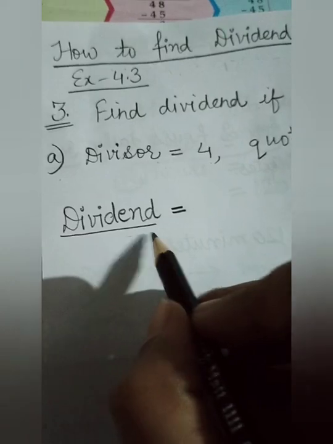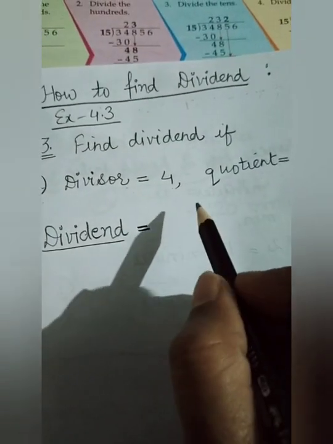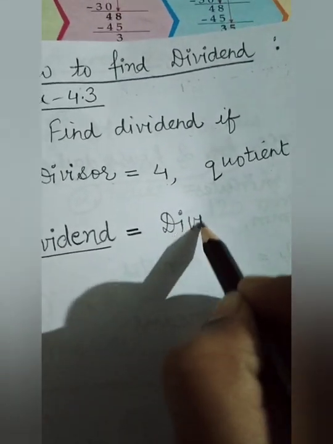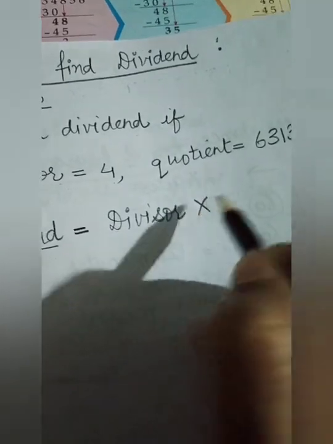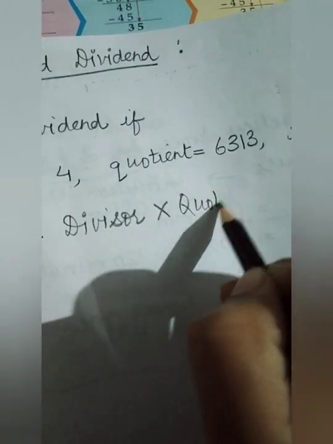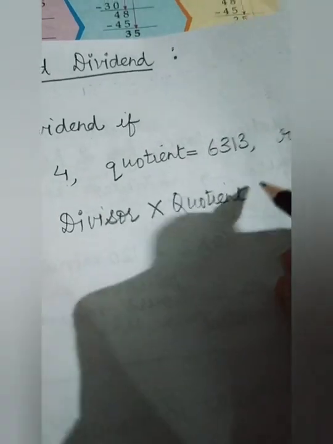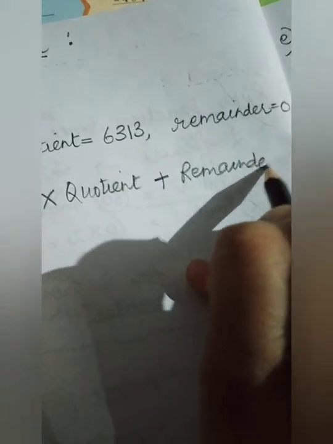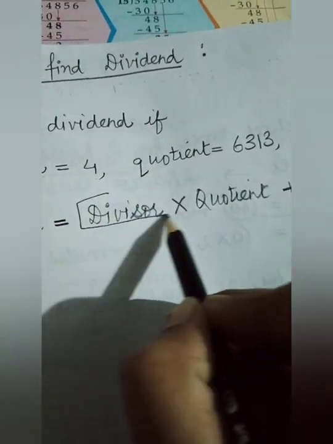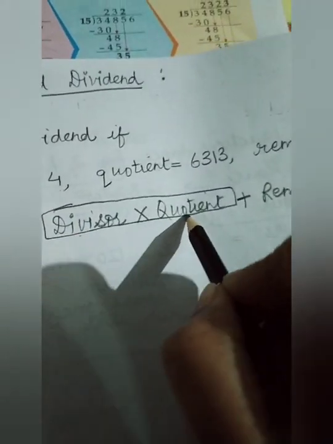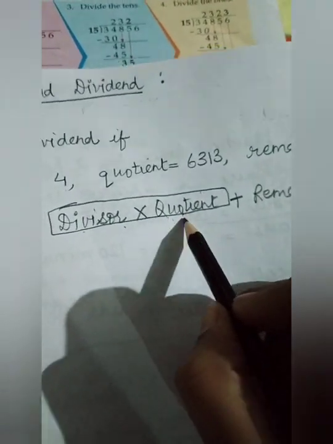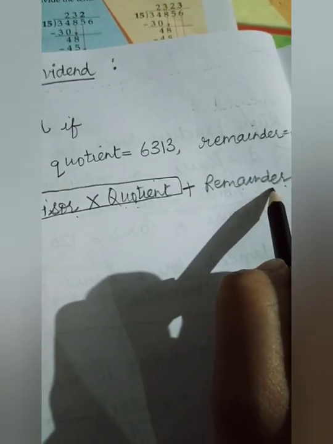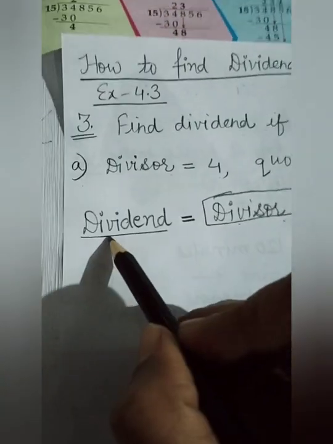For finding the dividend, there is one formula that you have to keep in your mind: divisor multiplied by quotient, and the remainder will be added to the product of these two. Firstly, we will do the multiplication, and in that product we will add the remainder. Whatever number we get will be the dividend.